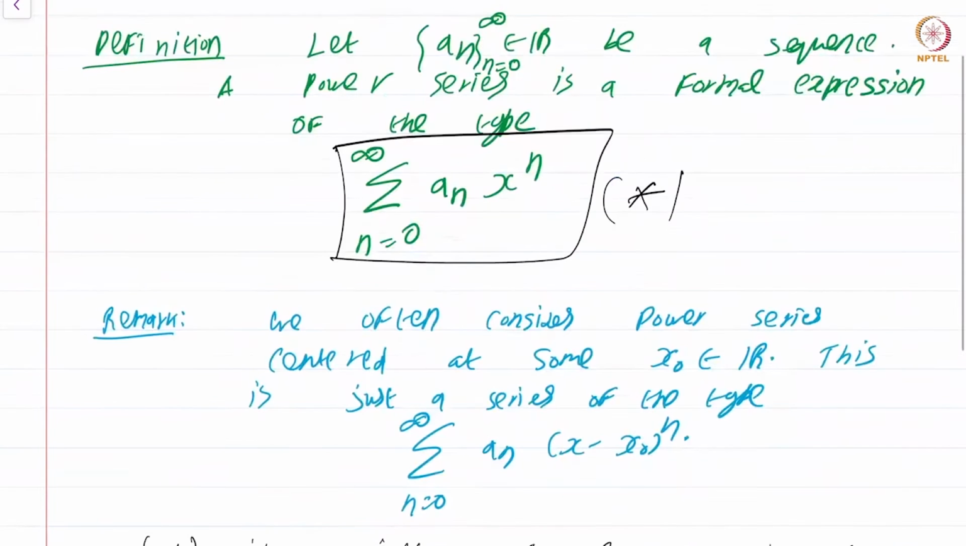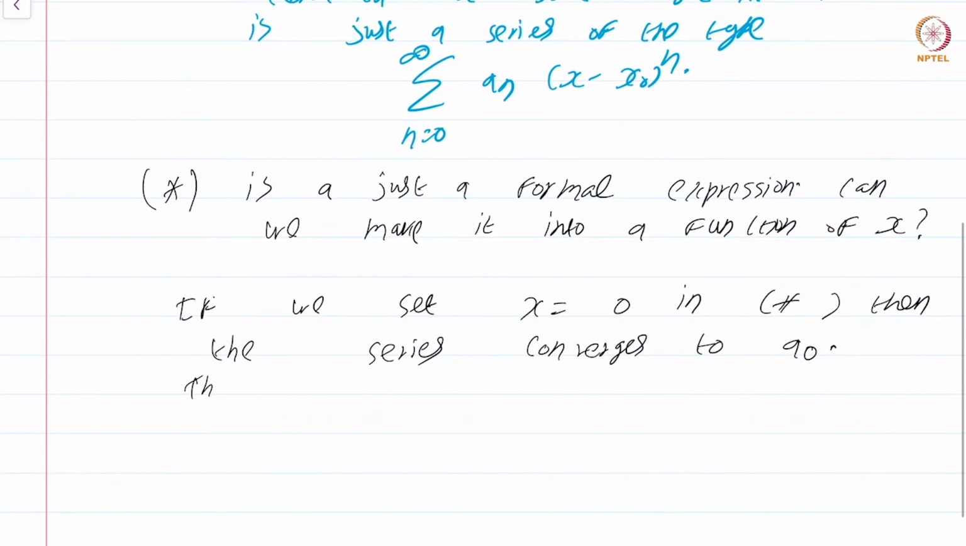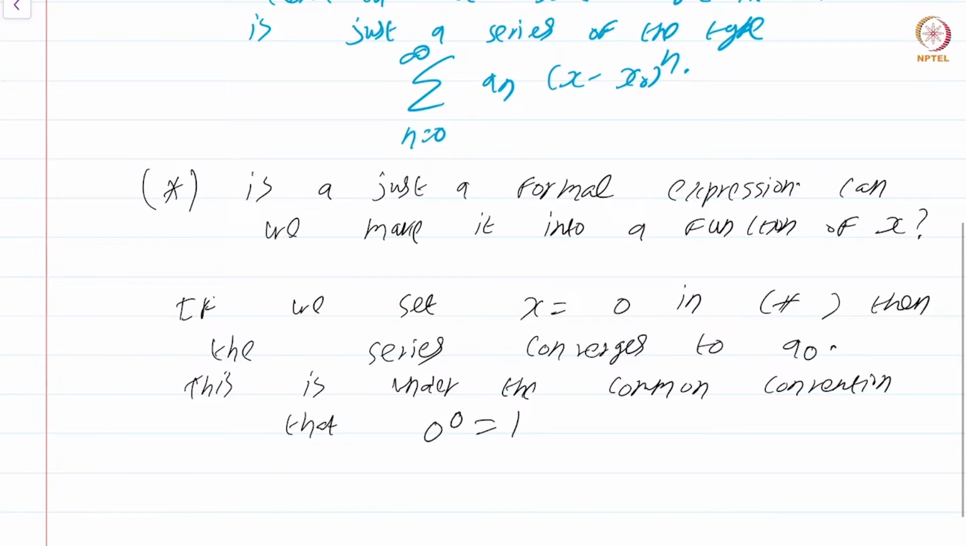Now, of course, if you are the type of listener who is very, very eagle-eyed, you will notice that when I say that this series converges to a_0, I am making an assumption about 0^0. So I must write this is under the common convention that 0^0 is actually 1. Only under this convention does it happen that star converges to a_0. So under this convention, when you substitute x equal to 0, the series indeed converges, and it converges to the coefficient a_0.